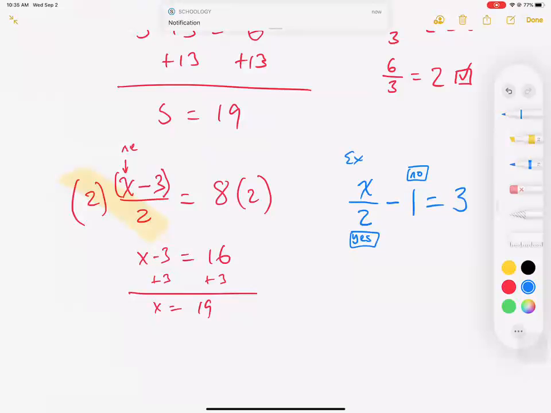So in order of operations, do we divide first or do we subtract first? If this was me, would I talk to the 2 first or would I talk to the 1 first? Okay, I'm getting mostly yeses. Thank you very much.